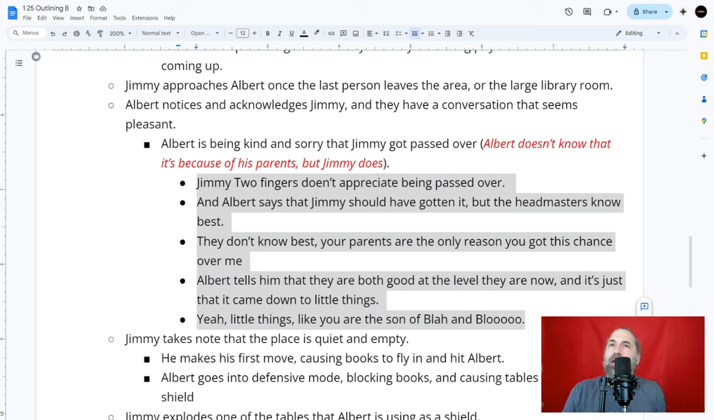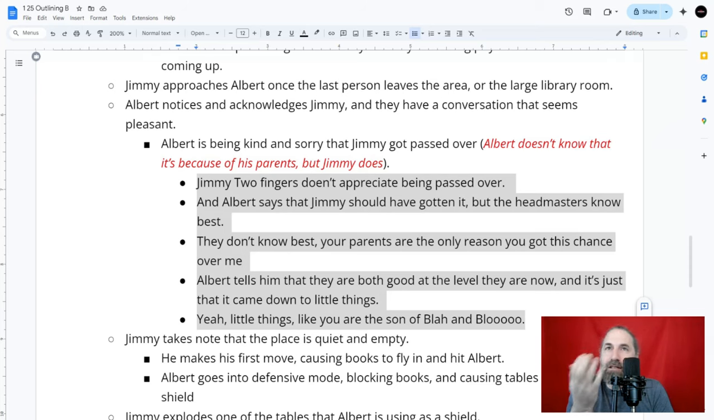So Jimmy Two Fingers doesn't appreciate being passed over. So now we know why he's there. Without a doubt, if it hasn't been set up before the scene, Albert now knows. As you can see, Albert is not a rude person. He's actually kind of nice, right? But he's like, look, I think you should have gotten it. But, you know, the headmasters know best. So we're establishing that Albert believes in Jimmy. But Albert also believes in the system. There's an order to things.